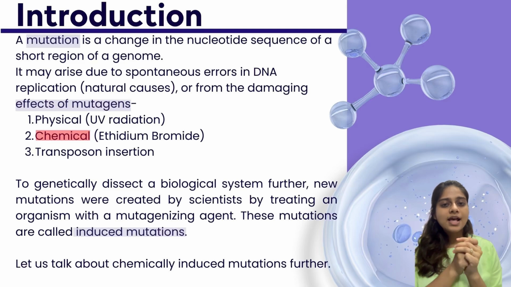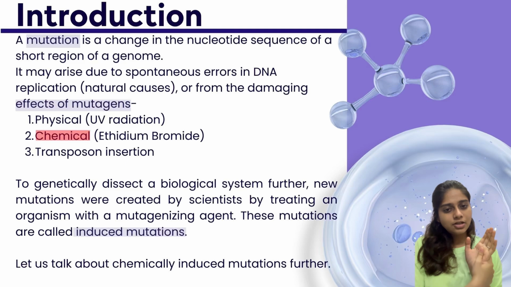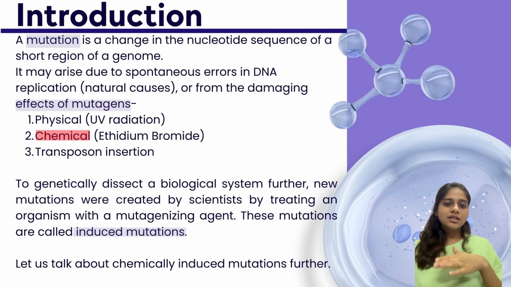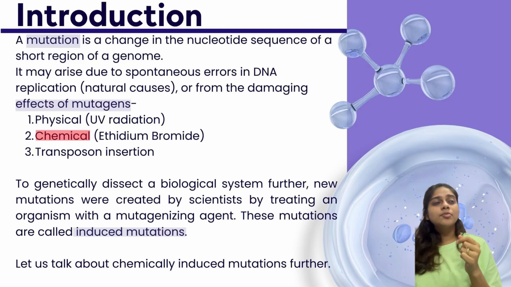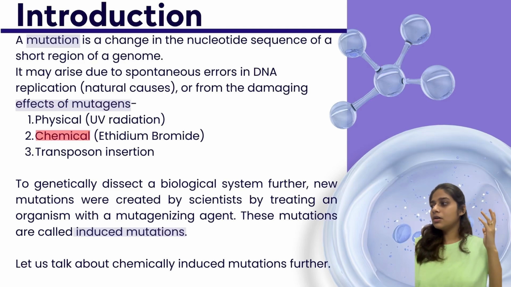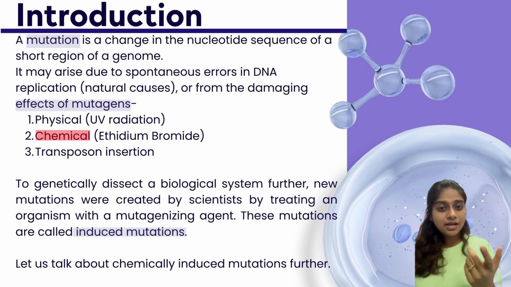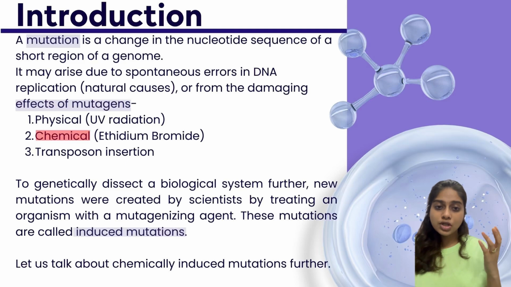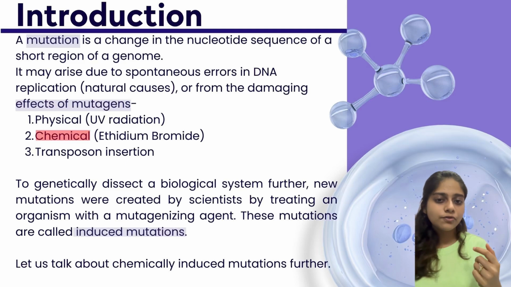So the sun has UV radiations, UVA, UVB and UVC. These cause oxidative damage to our DNA. So that comes under physical. And then chemical mutagens, on the top of my mind, we have ETBR, ethidium bromide, which we use very often in gel electrophoresis, agarose gel electrophoresis.